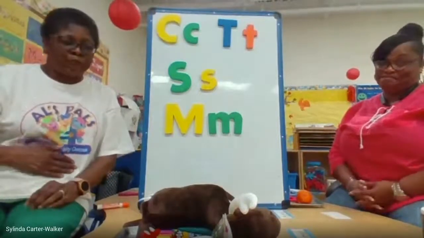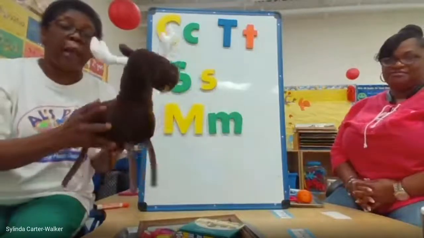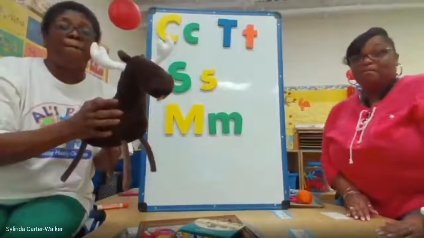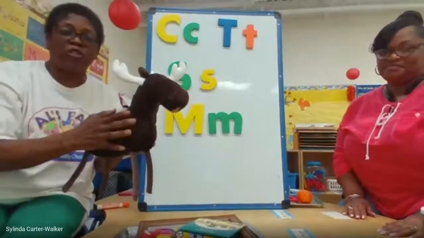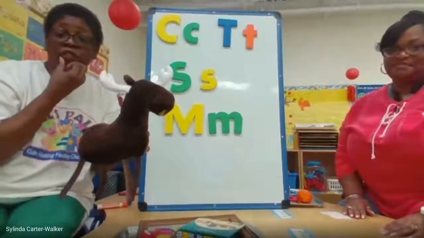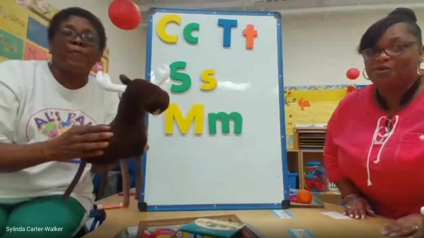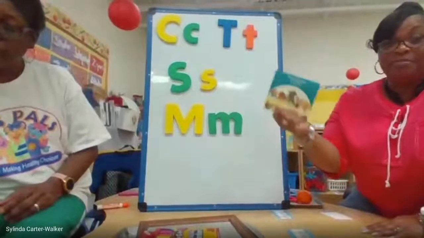Delicious. The items that we're sharing with you, we have a moose. Say the word with me. Moose. Watch how your mouth is formed when you say moose. Put your lips together. Do you feel your lips? They vibrate sort of. Moose. Next, we have music.